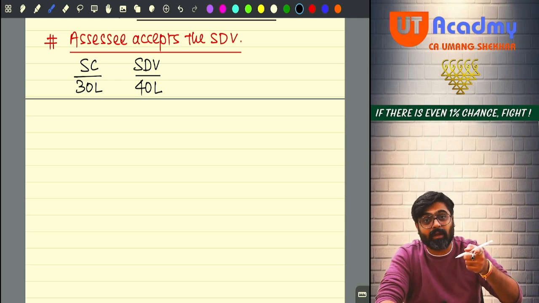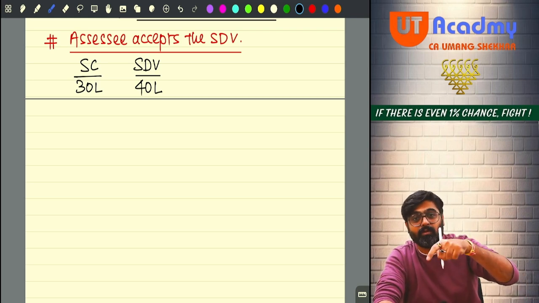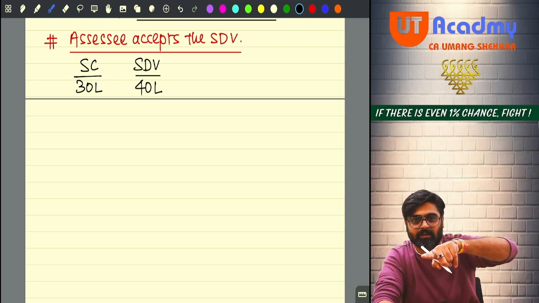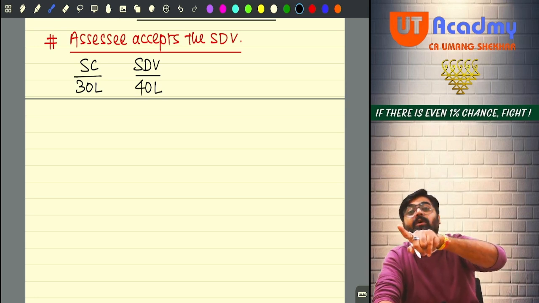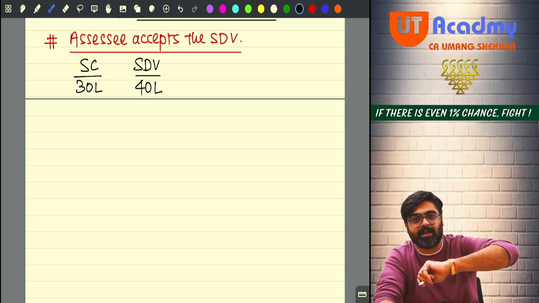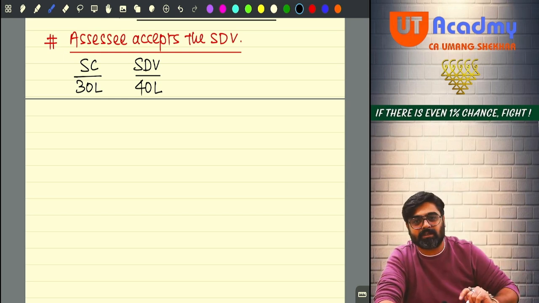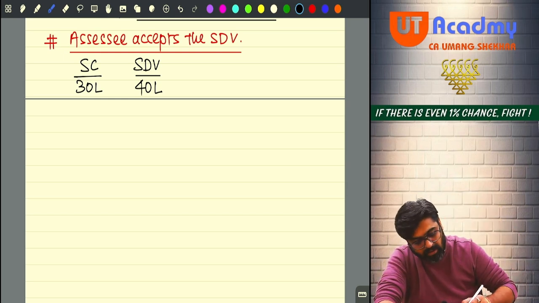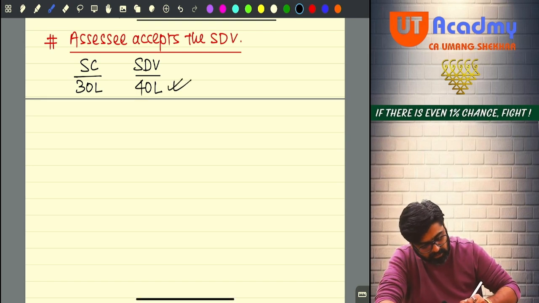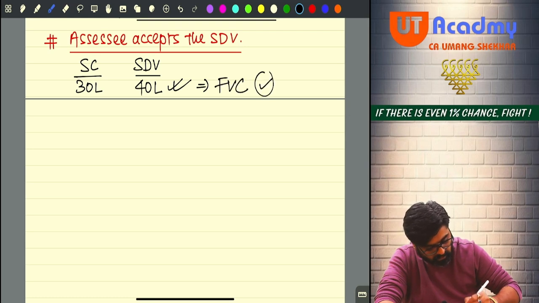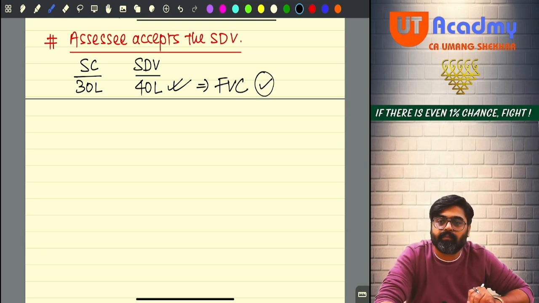And that stamp duty value which you have accepted, which we were taking and you accepted also, yes or no, that stamp duty value is more than the sale consideration, and the difference between both these amounts is more than 10% of your sale consideration, then friends, the stamp duty value which is accepted by you, which is 40 lakhs, will be treated as your full value of consideration. Everyone, any problem? Any problem?